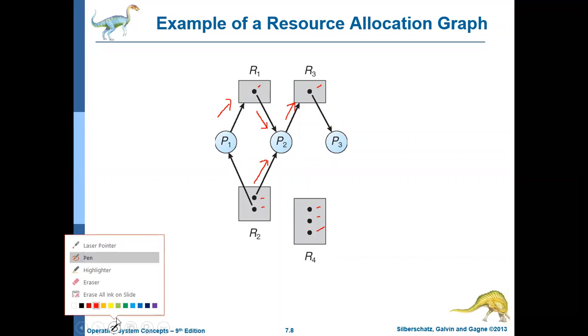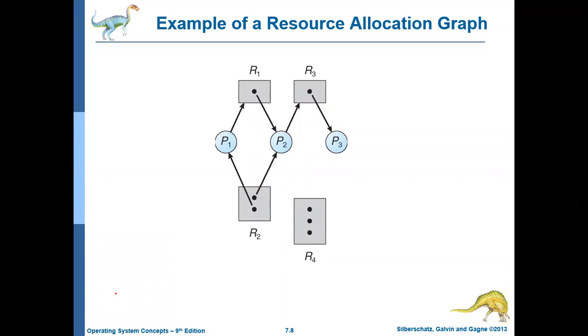Now let us first understand whether this graph has a cycle or not. Let us start from process P1. P1 to R1, there is an arrow. R1 to P2, there is an arrow. But there is nothing from P2 to R2. So in this direction there is no cycle.